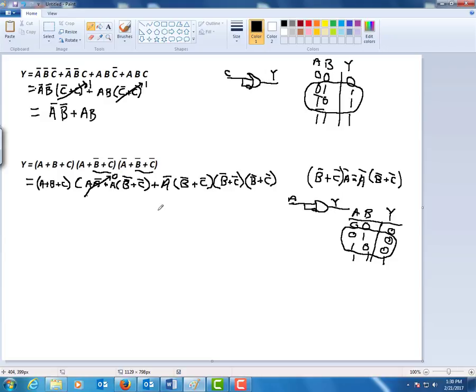So let's rewrite this thing here. This is going to equal A plus B plus C. All right, that's your first term, right? Bingo. Now let's try your second term, right? So the second term here is going to be A times B bar plus C bar. I just brought it down right here, right?